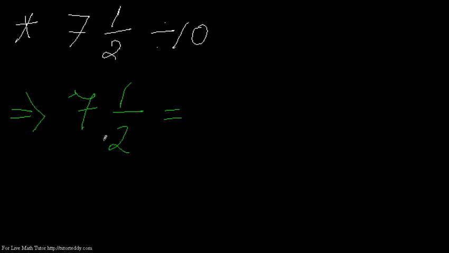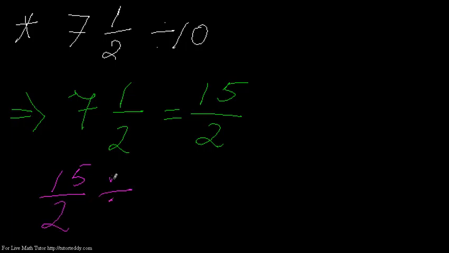We multiply this way, crisscross way. That means 7 into 2 makes 14 plus the numerator, that is 1. So 14 plus 1 gives me 15 in the numerator, and in the denominator we have 2 as it is. Next, what do we do? Next, I can see I have to divide 7.5 by 10. So I write 15 by 2, and that I have to divide by 10.